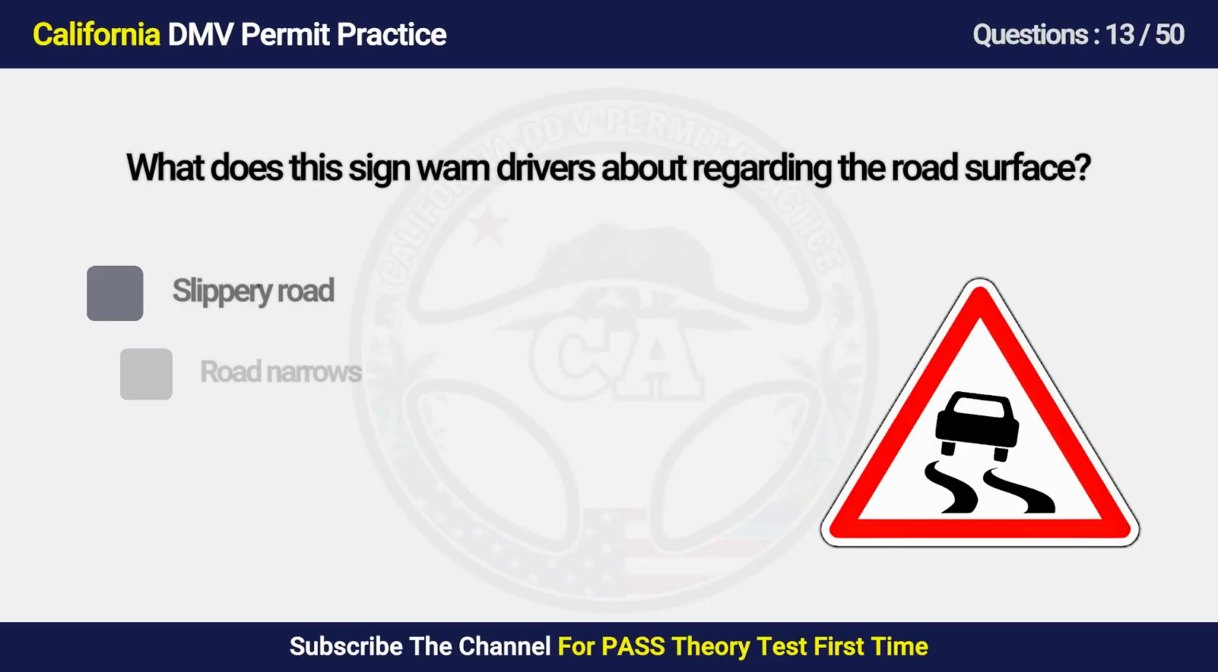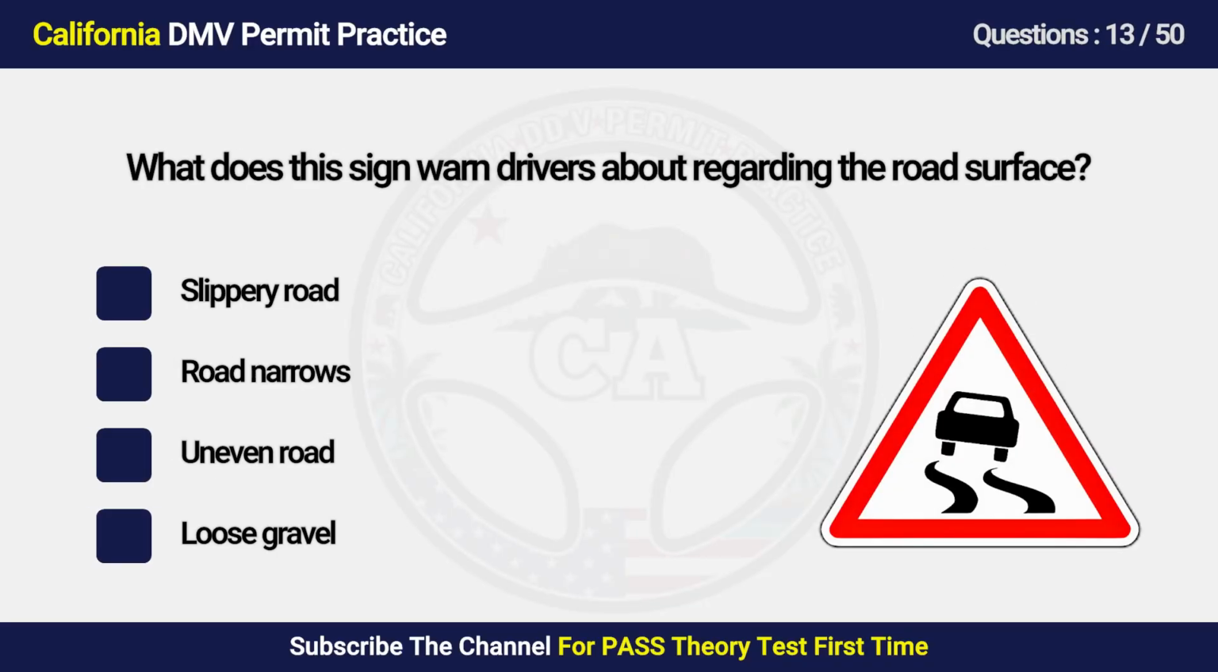Question 13. What does this sign warn drivers about regarding the road surface? A. Slippery road. B. Road narrows. C. Uneven road. D. Loose gravel.